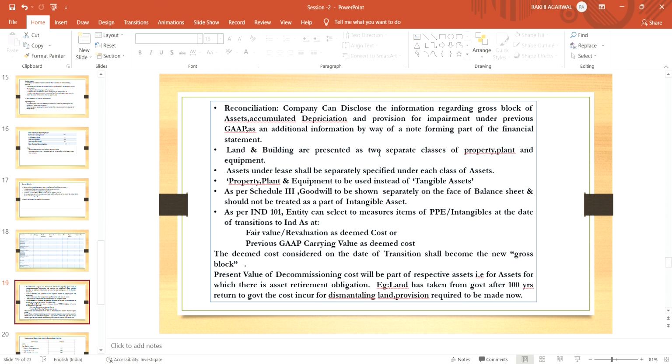So that dismantling cost after 100 years, what was the present value of that cost is to be recognized now in the balance sheet. So present value of decommissioning cost will be part of respective asset, that is for asset for which there is an asset retirement obligation. For the asset for which asset retirement obligation is there, present value of that cost is to be recognized on the respective assets.